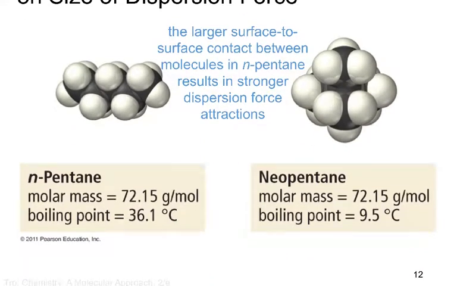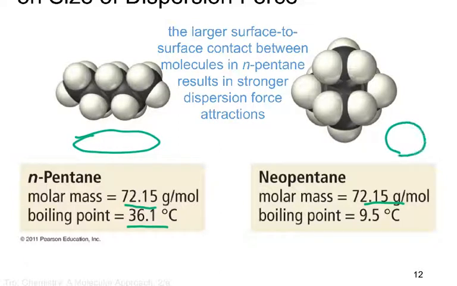If we just want to look at shape, we can look at n-pentane versus neopentane. So these have the same number of carbons, the same number of hydrogens. You can see the same molar masses, but the one that's more oblong in shape has a boiling point of 36.1 degrees Celsius, whereas the one that's more spherical has a boiling point of 9.5 degrees Celsius. So the longer and flatter the molecule, the higher the boiling point, the stronger the dispersion forces.